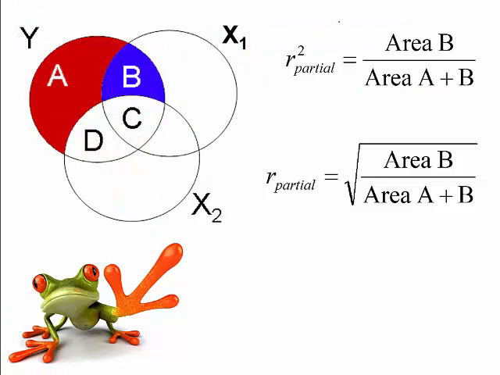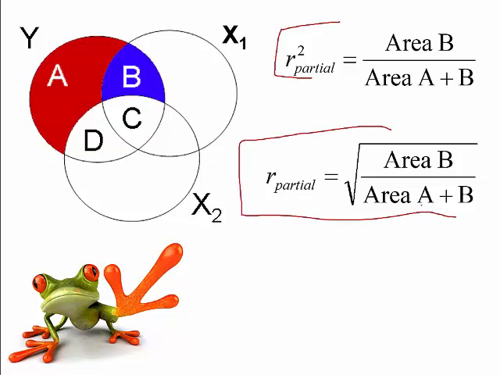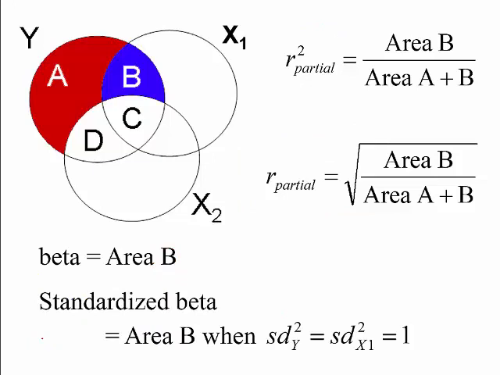And so if we simply take the square root of our partial correlation squared, the square root of area B divided by area A plus B, that will give us the partial correlation. So we can use the Venn diagram to directly represent partial correlations and partial correlations squared. Now, if we do want to use a Venn diagram to talk about betas or standardized betas, we can note that for betas and standardized betas, as well as for partial correlations, for all three of these statistics, we're looking at area B in our Venn diagram. These are all different ways of talking about how big area B is, what size of an effect that is.